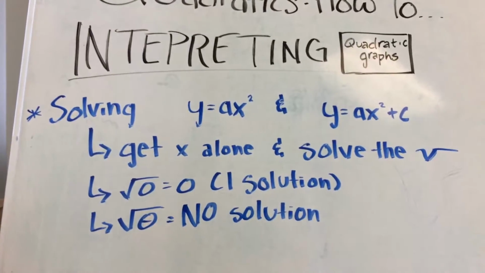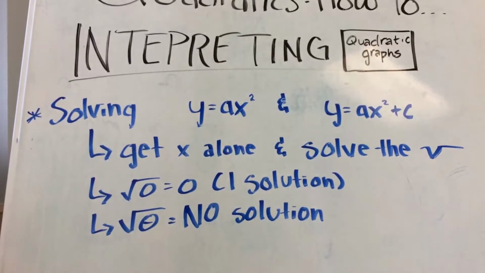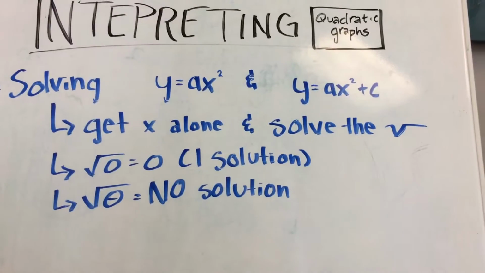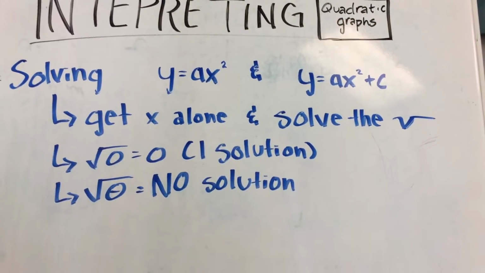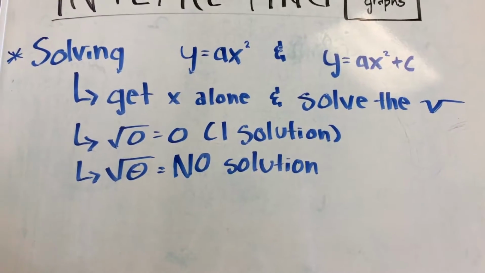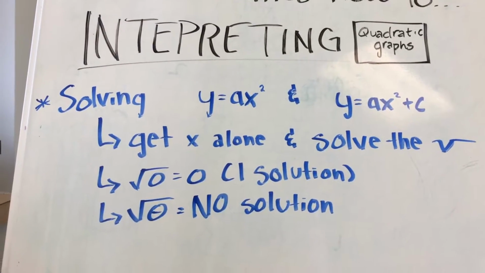To solve equations that are formatted y equals ax squared and y equals ax squared plus c, you have to get the x alone and solve for the square root. If the square root equals 0, then it's just 0, there's only one solution. But if it's a negative, there's no solution because you can't get a square root of a negative.